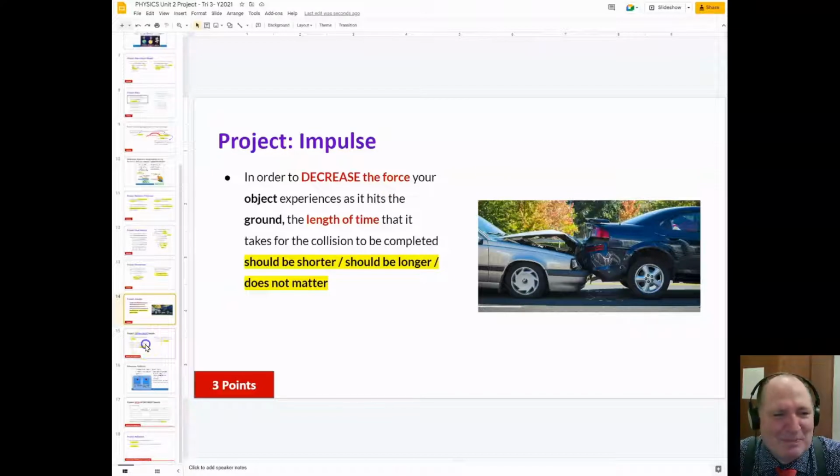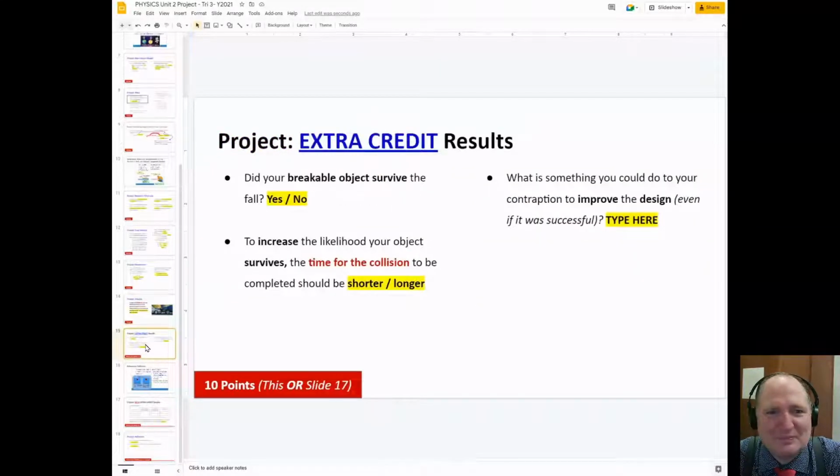That's a great point. All right, let's take a look at slide number 15. Now, this is the slide for those who are doing the extra credit project. If you are doing the extra credit project, this is where you actually drop your egg, or your contraption with your valuable inside. Let's put it that way.